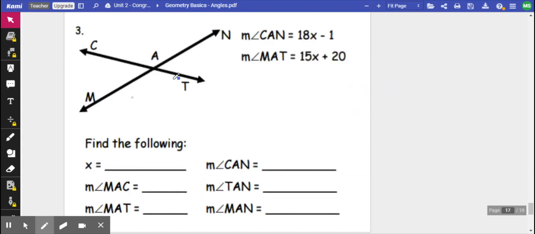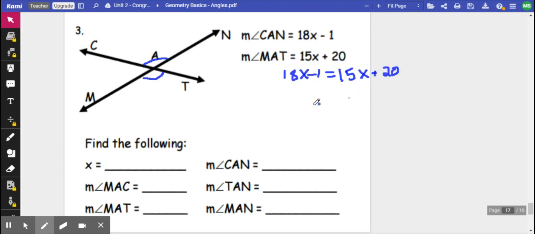Problem number 3, we have angle CAN over here, and then we have an angle MAT over here. So those are vertical angles, and we know they're equal to each other. So we know that these two expressions they have given us are equal to each other. So we want to write it out as an equation first in order to solve it from there. And you're going to look for x from this.